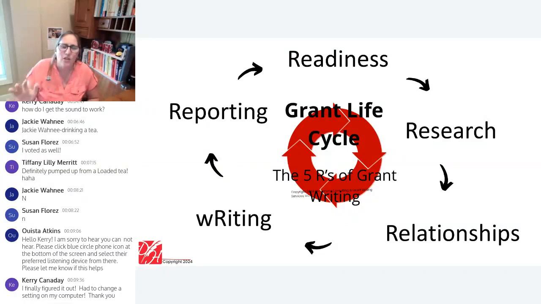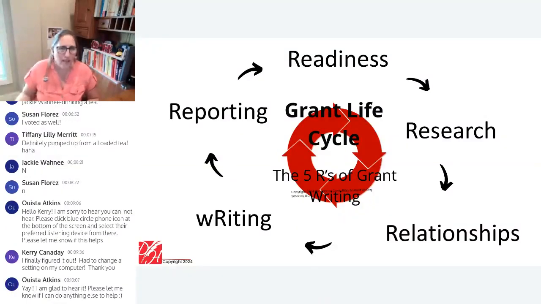And then once we click submit or put it in the mail or send it via email, we do a bit of a celebration because we've got the grant out the door. We'll wait patiently, and then hopefully get a grant award, which means we have to talk about that fifth and final best practice, which is the reporting for the grant, so we can be a grantee in good standing and hopefully get the money again. So those 5 R's, also known as the grant life cycle, are going to be the structure that we're going to follow today.